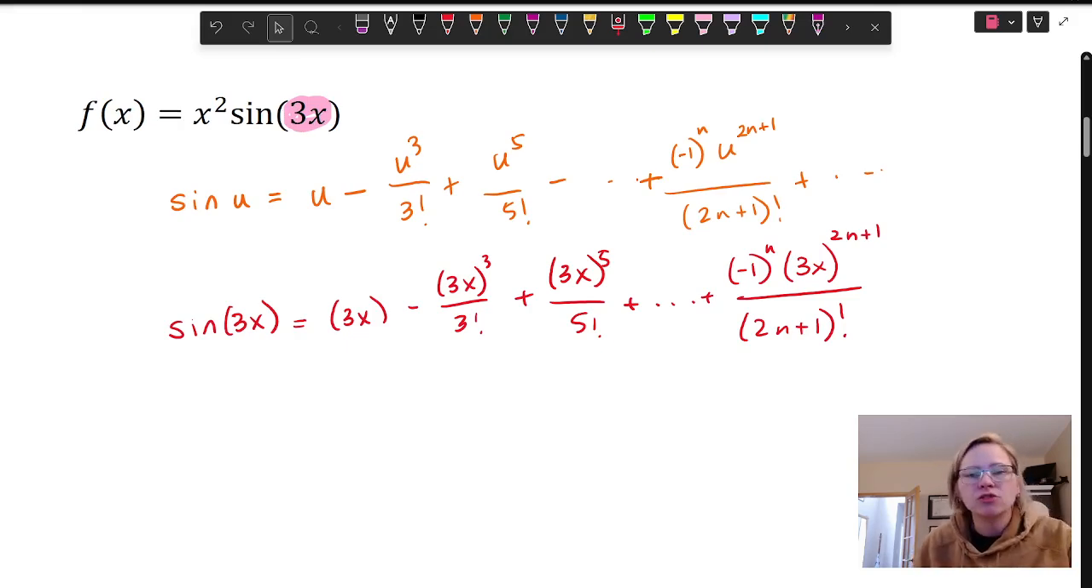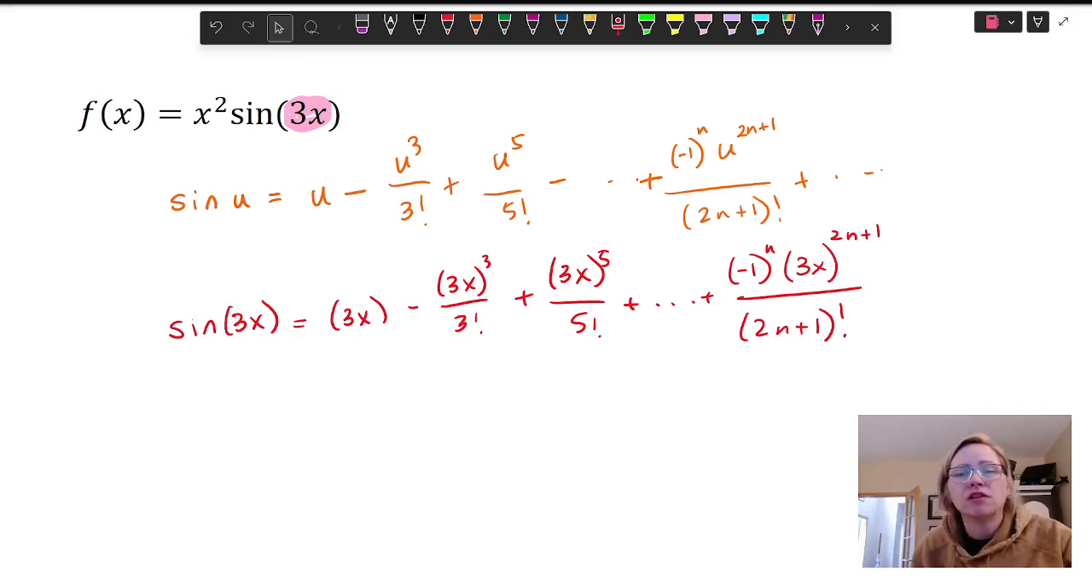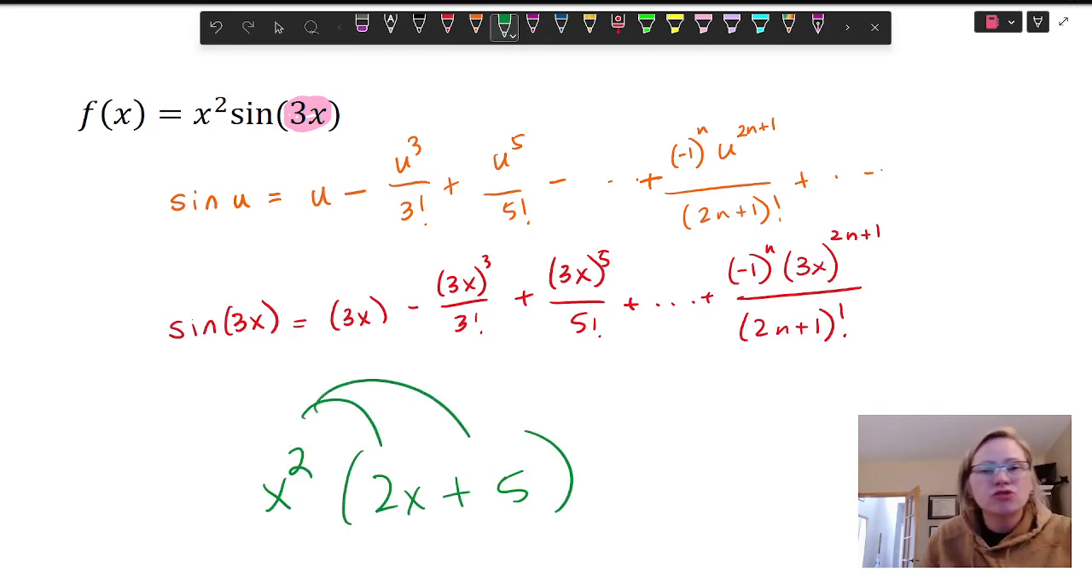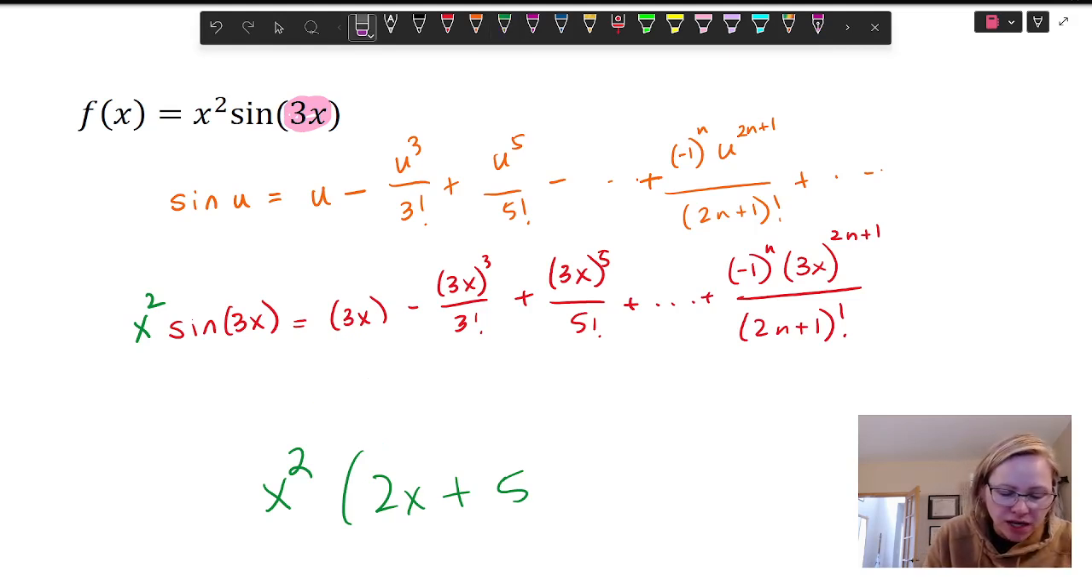Now, I want you to recognize that when you construct a Maclaurin series, this is an infinitely long polynomial. And if we had a polynomial with an x squared on the outside, we would simply distribute that x squared to everything inside. So the next step that we have to do is just that. If we're going to multiply sine of 3x by x squared, then we want to take every single one of these terms and multiply an x squared with it.